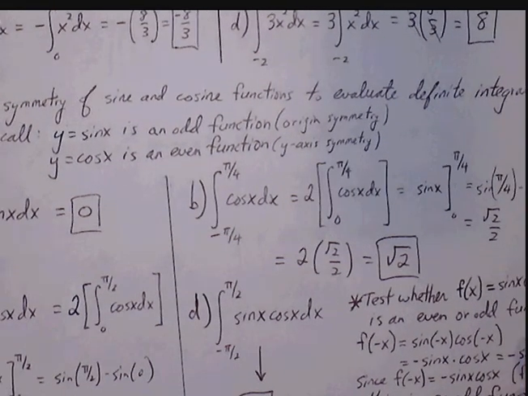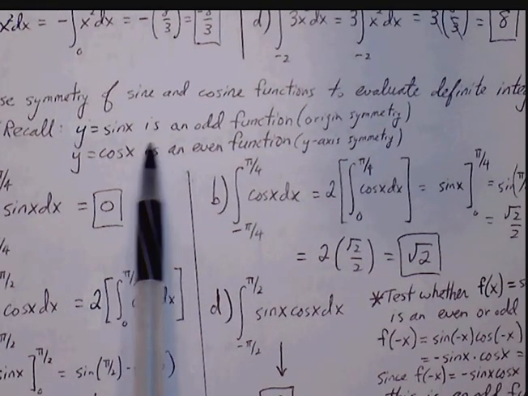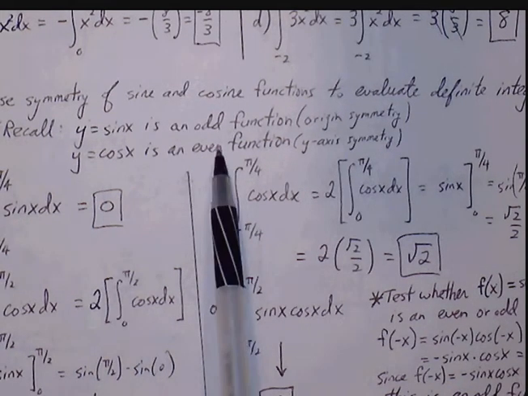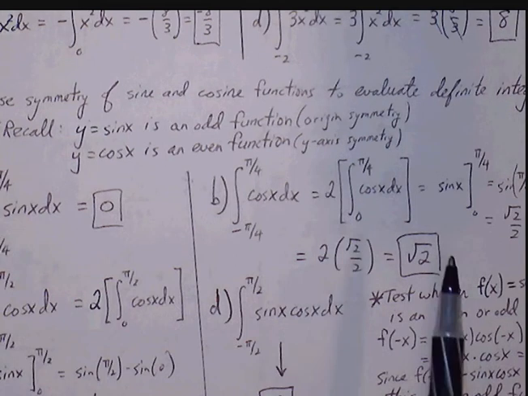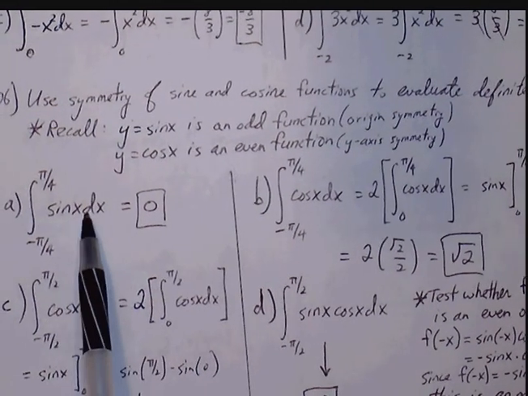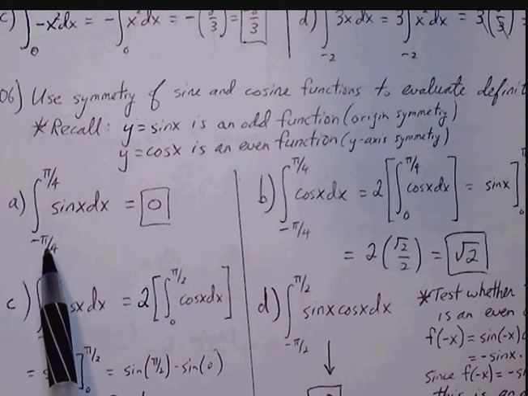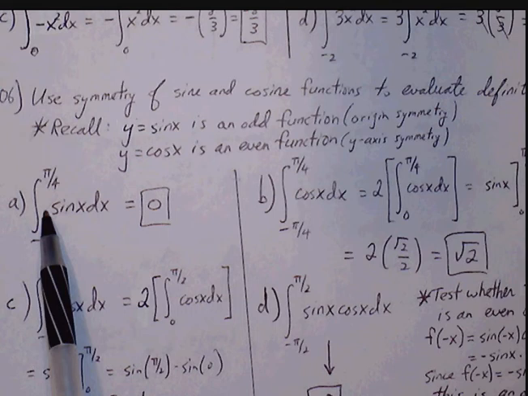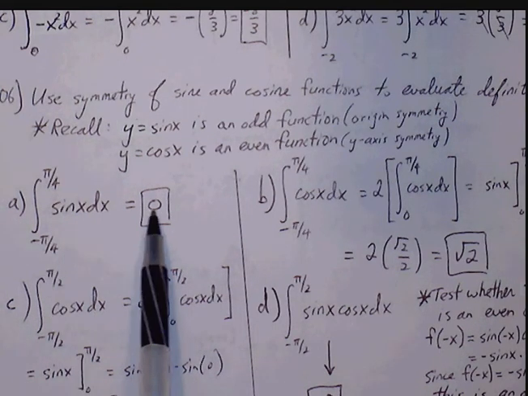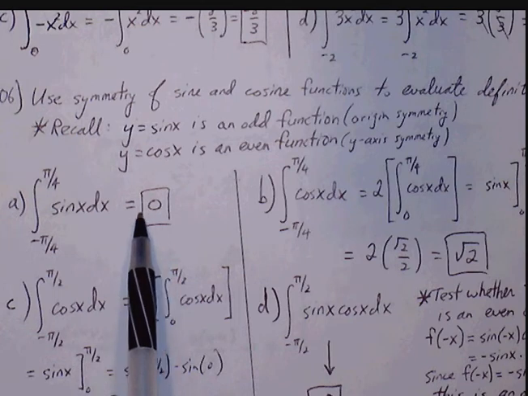Now recall that sine of x is an odd function. There's symmetry about the origin, and cosine of x is an even function, which has symmetry about the y-axis. Okay. So we know sine is an odd function. So if the bounds are the same distance away on either side of 0, then we know that the positives and negatives will cancel each other out, giving us 0.